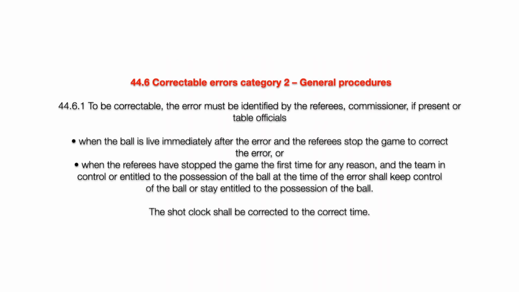The second category of correctable errors is in relation to the shot clock and whether it is incorrectly reset or not reset. So in order for this to be applicable, the error must be identified by the referees when the ball is live immediately after the error, and the referee stops the game when that team is in control or either entitled to the ball. So for example, the ball's gone out of bounds or there is a foul, we would then be able to correct the shot clock to the correct time.